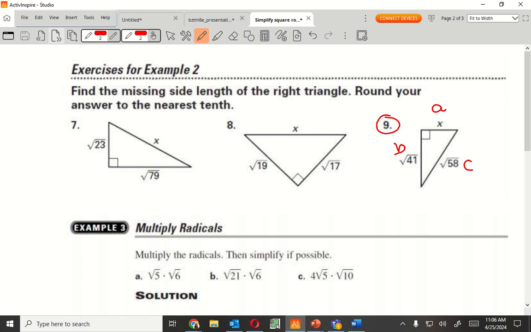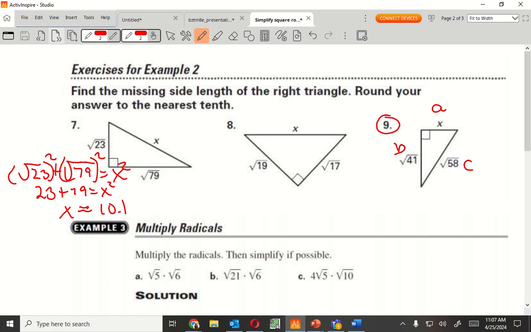All right. So, saw a lot of good things here. If you're showing your work for this one right here, it should be square root of 23 squared plus square root of 79 squared equals x squared. And in this case, it's going to be 23 plus 79 equals x squared. And then you're going to get x is about 10.1. Okay? So, I did skip a step because I'm trying to fit it all in here.